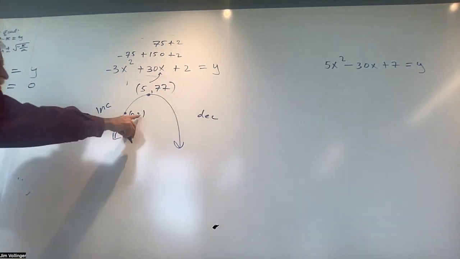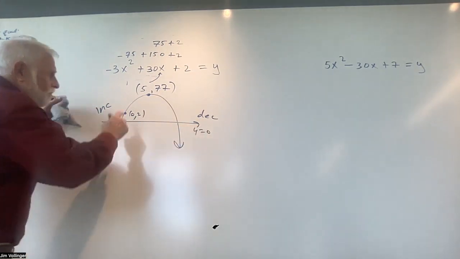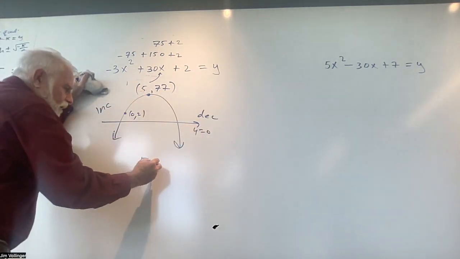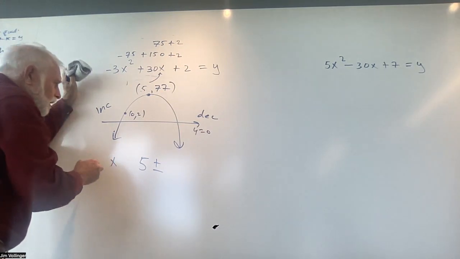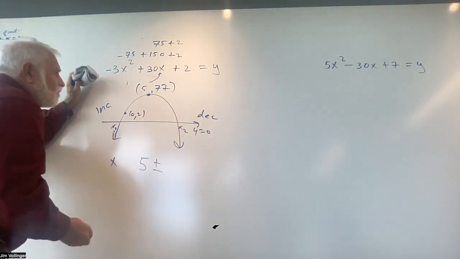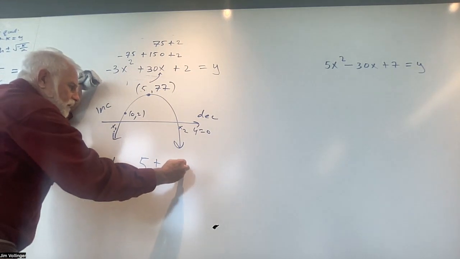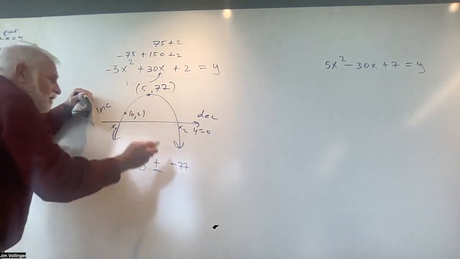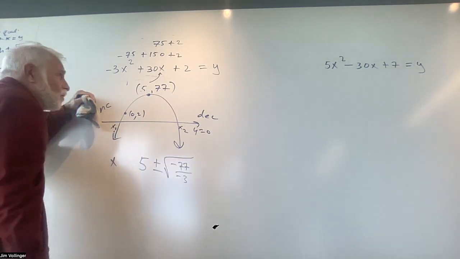All right, there's 0, 2, so my roots are here. Y equals 0. Again, I'm measuring from 5, plus or minus. These are the x values that I'm looking for here. And this is one of them, and that's the other. So 5 plus or minus, I've got to go from 77 to 0. Got to go down 77 units. My multiplier is a negative 3. So I'm dividing by a negative, and I got to take a square root.